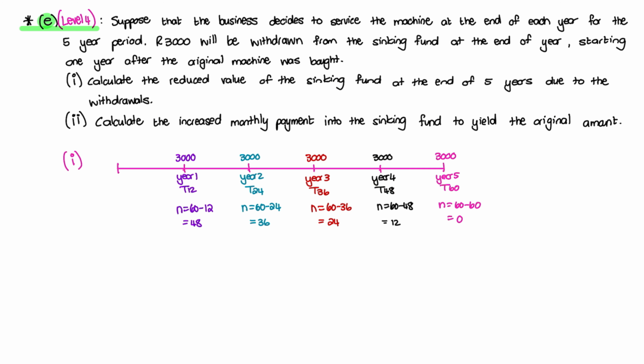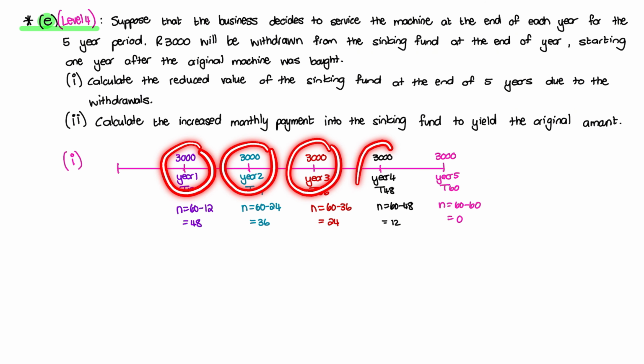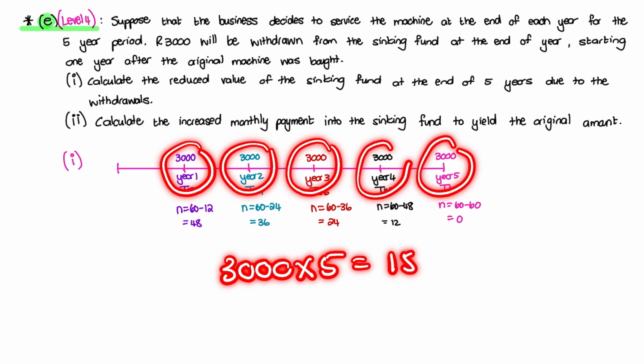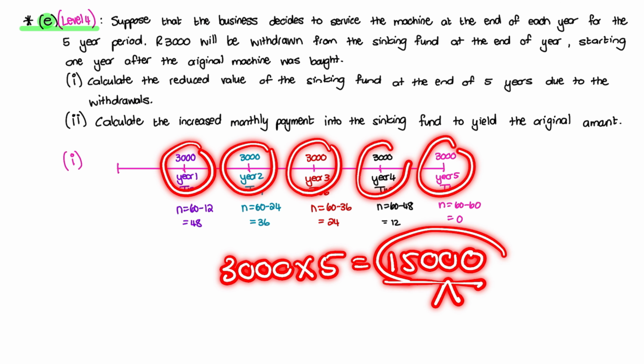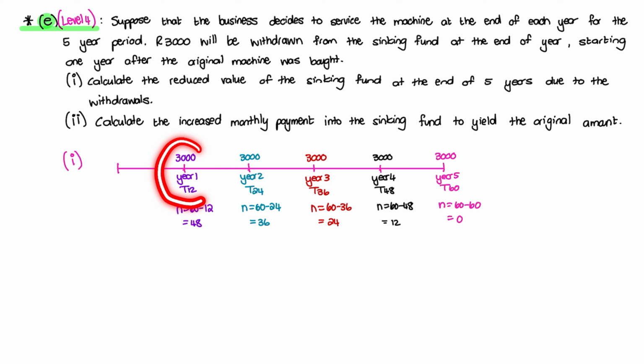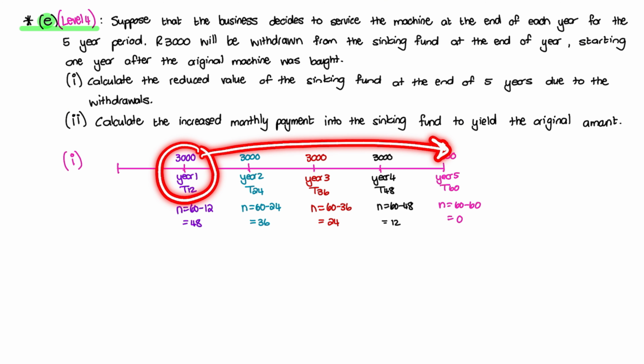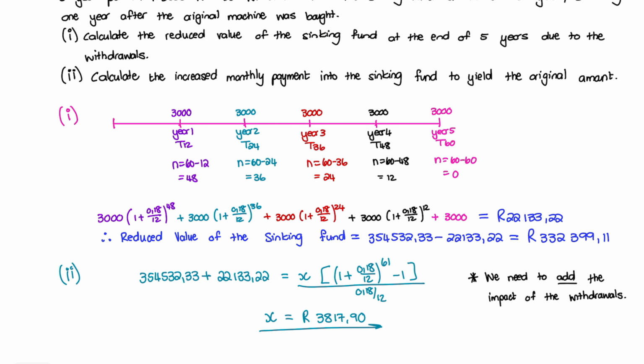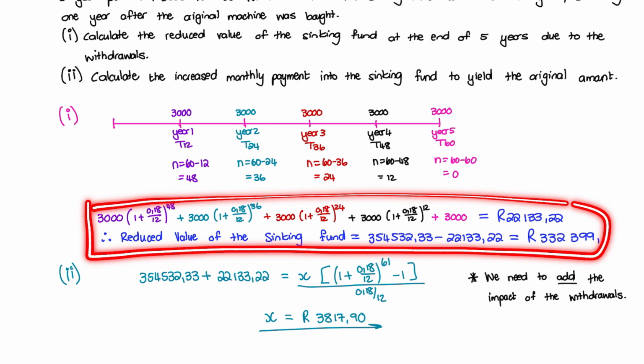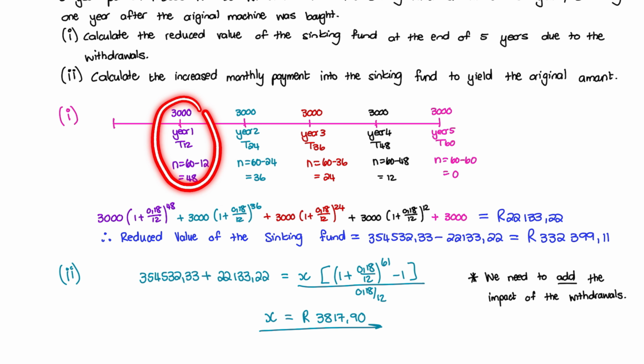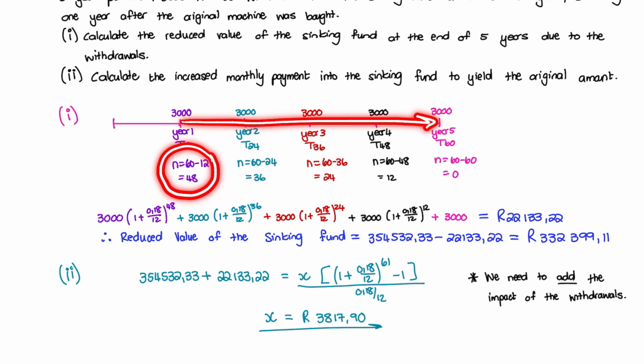Now, some students would say, well, we are making 5 withdrawals, so it will be 3,000 times 5, which is 15,000 Rand. But that's not true, because remember, part of the sinking fund, these values that we are withdrawing, actually could have earned interest up until the end of this period. So what I'm doing is I'm working out the impact of each of these payments up until the end of that period. So you can see the first withdrawal of 3,000 Rand could have earned another 48 payments of interest.